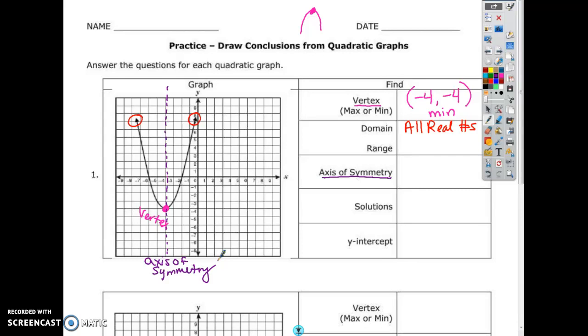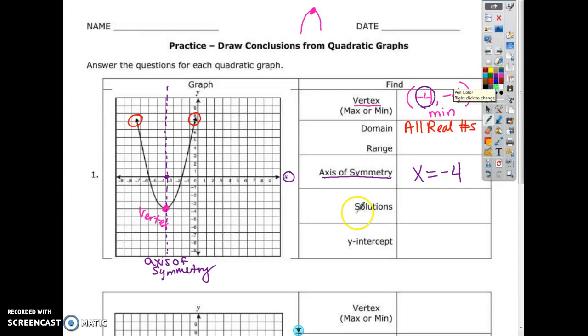So axis of symmetry is an imaginary line that cuts through the x-axis at negative 4. So this would be x equals negative 4 because it went through the x at negative 4. Okay? Another way to find it is by looking at the vertex. Whatever the x is on the vertex will also be the x on the axis of symmetry. Okay?